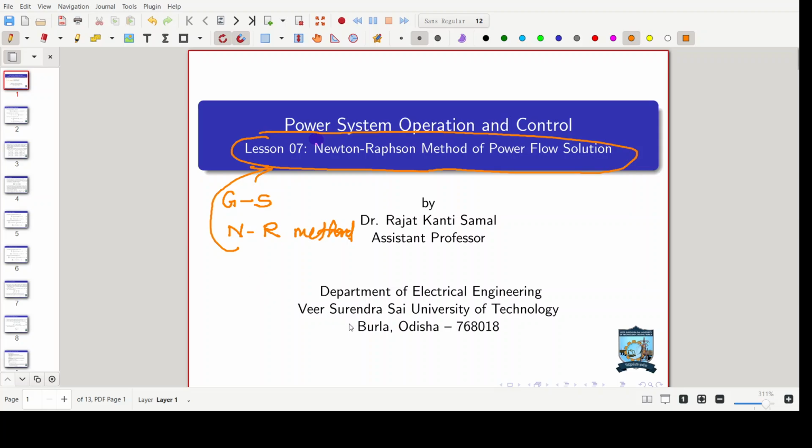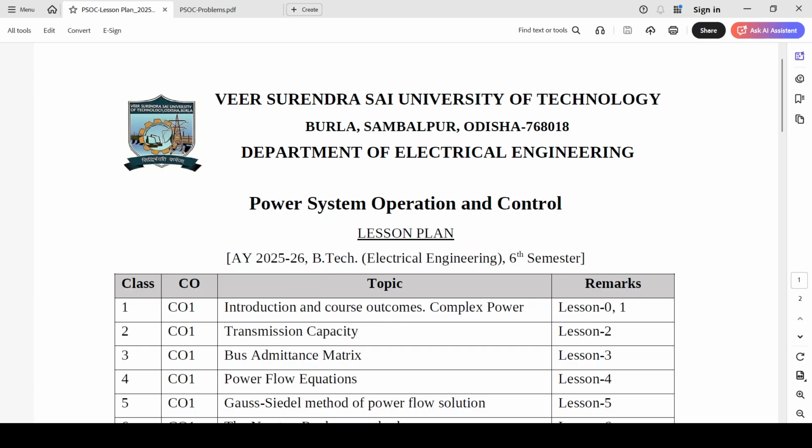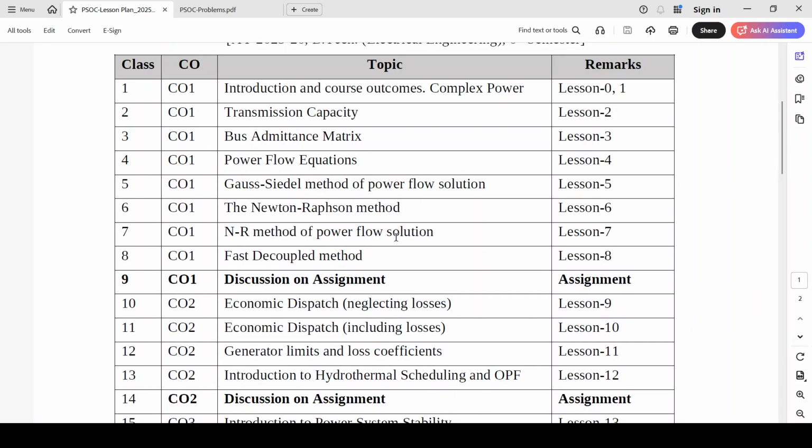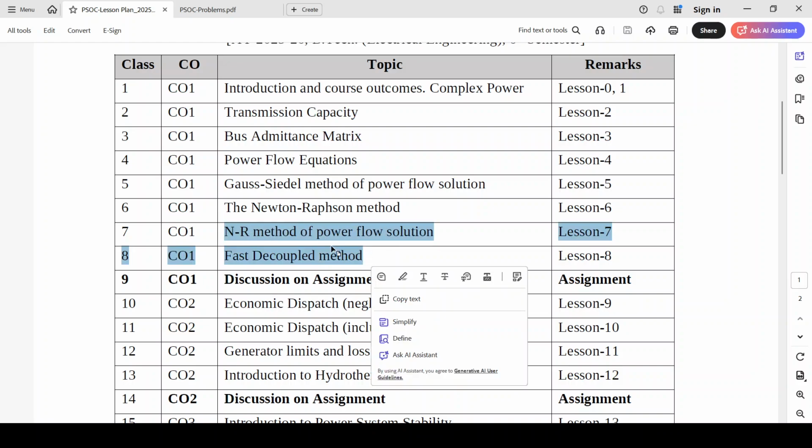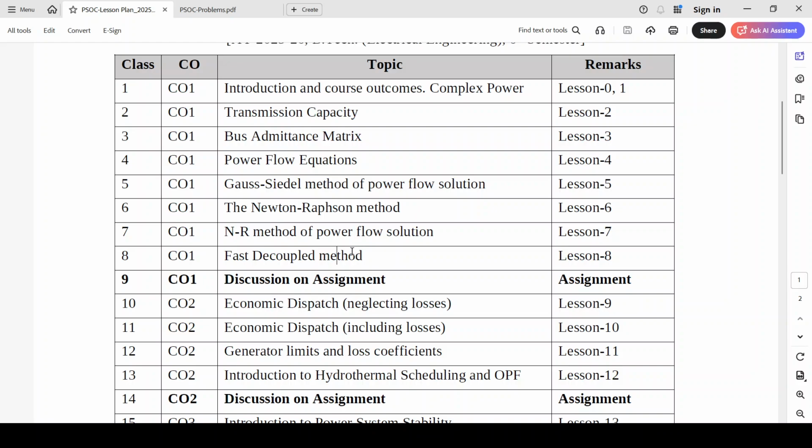So let's have a look at the lesson plan to see where we are. If you see here, we have now, starting from the complex power, transmission capacity, we have completed till the Newton Raphson method, and we have two lessons left which will discuss the Newton Raphson method and the fast decoupled method. Okay, so we'll continue.